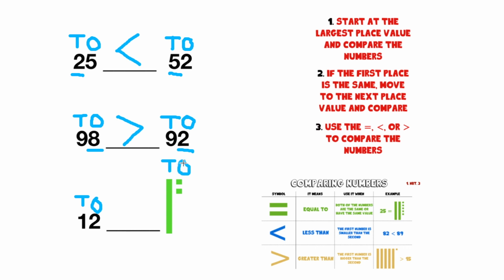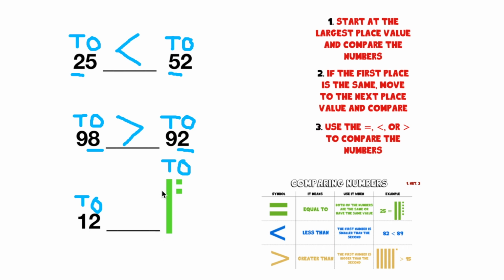So if I look at that largest place value, I know that I will focus on my tens first. Well, I see that 12 has one 10, and this number has one 10 as well because it only has one rod. So I know I need to move on to the next place value. Well, I see that 12 has two ones, and this number also has two ones. So they have the same exact value.